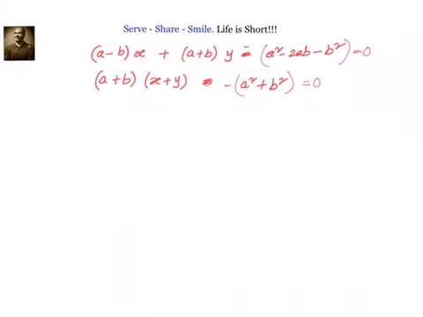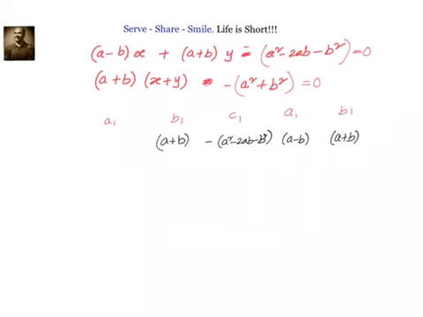First we'll start with a1, b1, c1. What is our b1? b1 is a plus b, c1 is minus of a square minus 2ab minus b square, and a1 is a minus b.